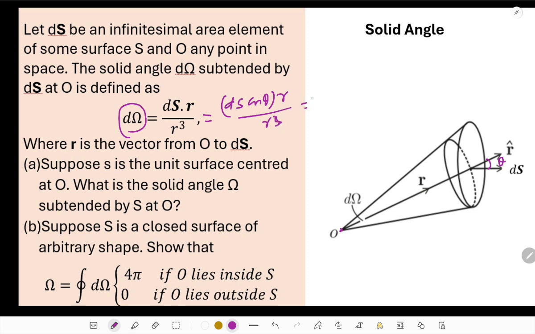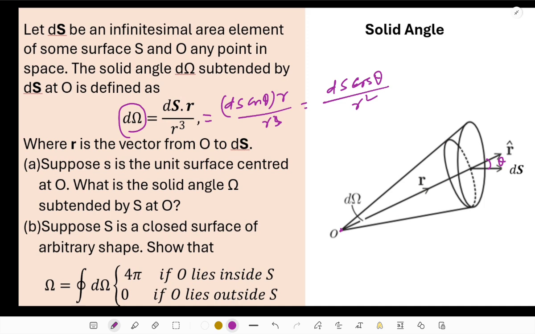That comes to ds cos theta divided by r square. So it is dimensionless. We divide by r square to make it dimensionless. This is a common pattern to make angles dimensionless. Its unit is steradian; though it's dimensionless, it has a unit. Plane angle is in radian and this is in steradian.